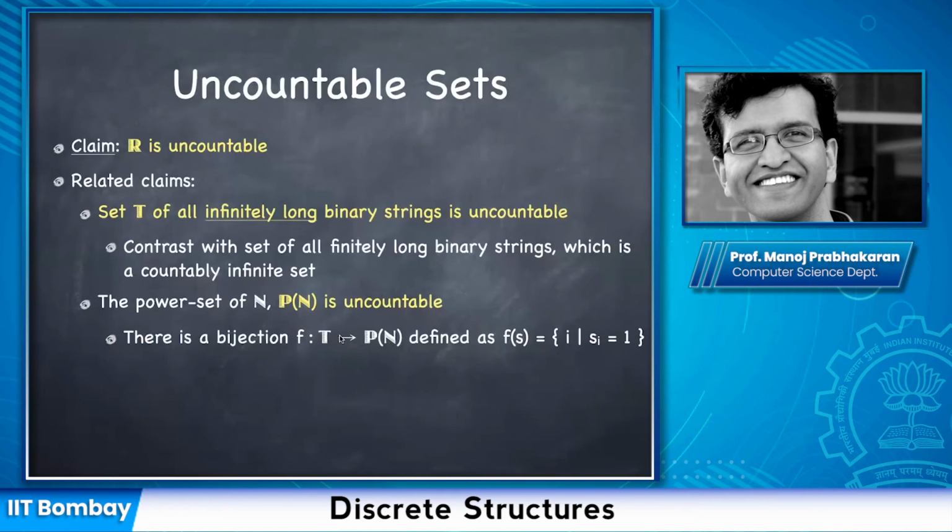So what we're going to do is show that the power set of N is uncountable, and that would establish that T is uncountable, and therefore R is uncountable. All right, so now, how do we show the power set of N is uncountable?